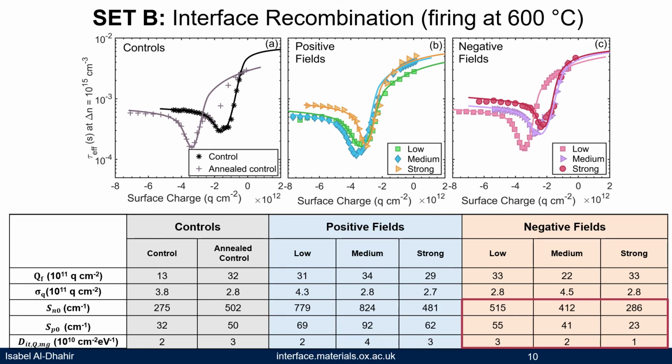Annealing in the presence of negative surface fields showed a trend where the stronger the negative surface field is prior to annealing, the better the resulting interface passivation, as the density of interface states continuously drops from 3 to 2 to 1 with increasing field strength. These results show a similar trend to those performed at 450 degrees Celsius. However, here the reduction in passivation under positive surface fields is less severe than at 450 degrees Celsius.